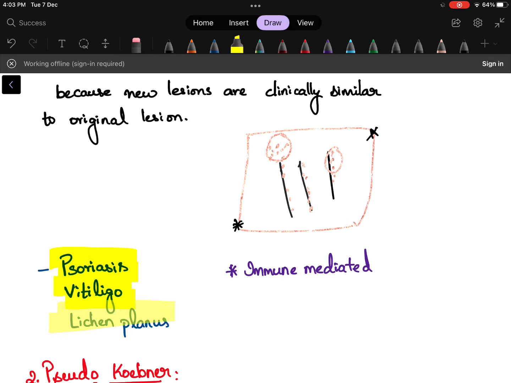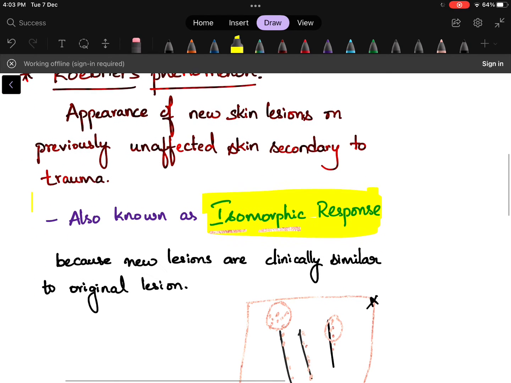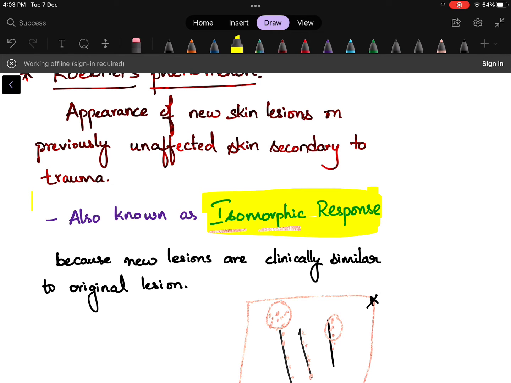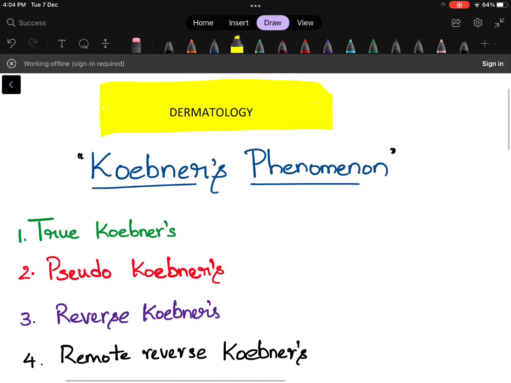Psoriasis, vitiligo and lichen planus. Actually these are immune mediated conditions. So what mechanism can we understand with this? When we make a trauma over fresh skin without any lesion, an immune mediated response will occur that leads to new lesions at the site of trauma. The lesions will be only along the line of the site of trauma. Okay, this is true Koebner's. If nothing is mentioned and simply Koebner's is said, it should be understood that it is true Koebner's, not the other things.